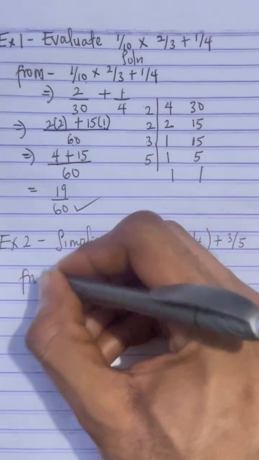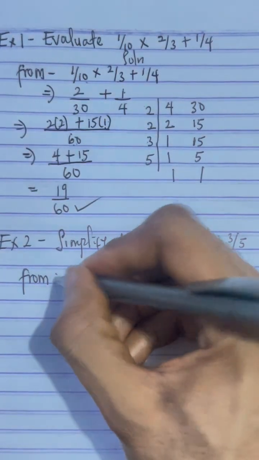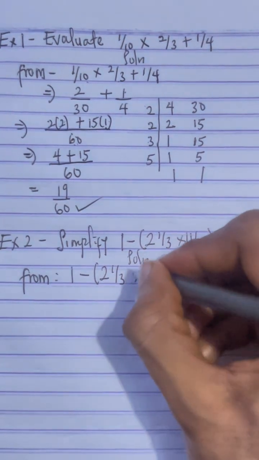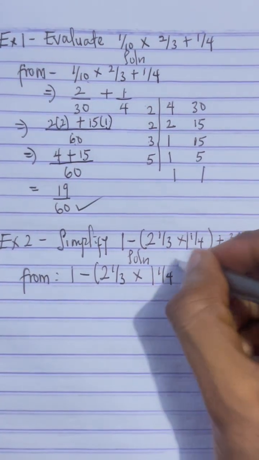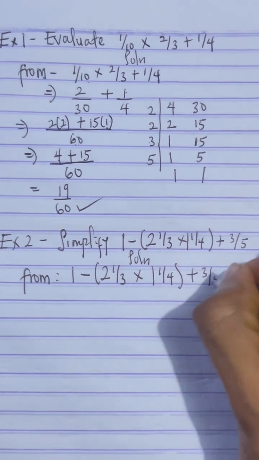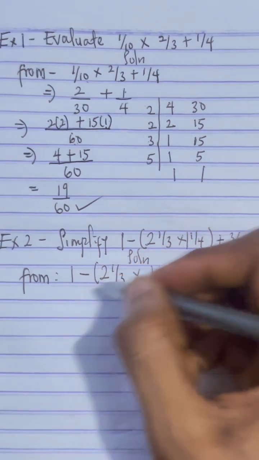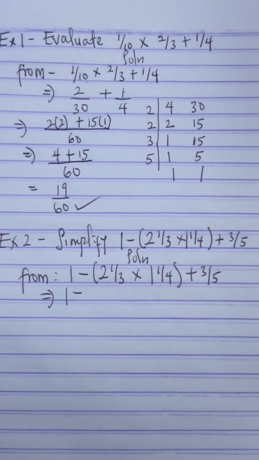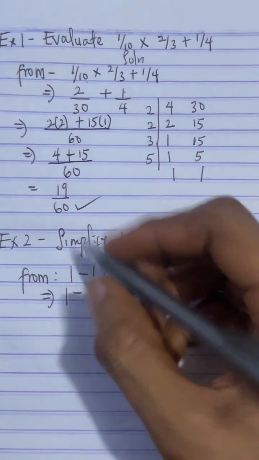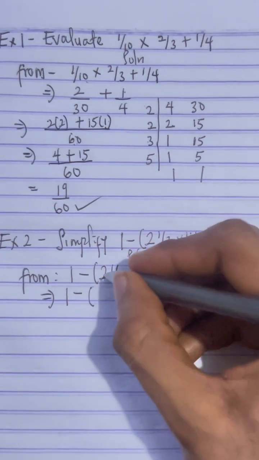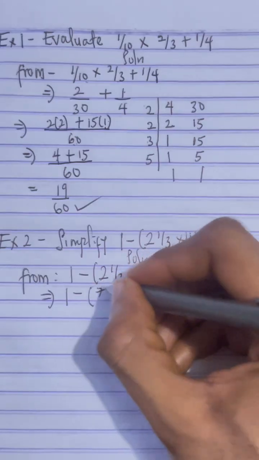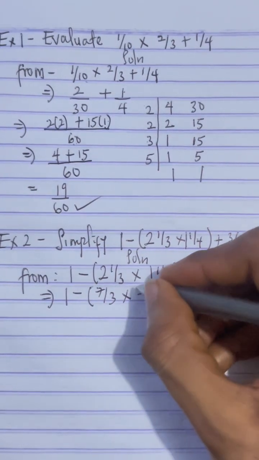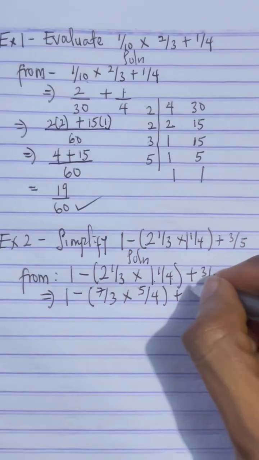So from the question, we have 1 minus open bracket 2 whole number 1 over 3 multiply 1 whole number 1 over 4 close bracket plus 3 over 5. Are you with me? Good. So first thing first, we convert the mixed fraction to what? Improper fraction. How do you go about this? Follow me. So now 3 times 2, 6 plus 1, 7 over 3 times 4 times 1, 4 plus 1, 5, 5 over 4 close bracket plus 3 over 5.